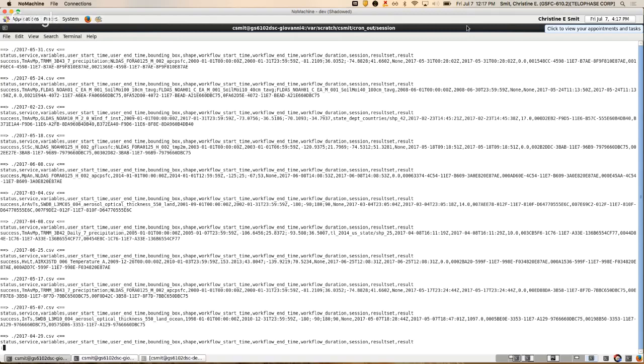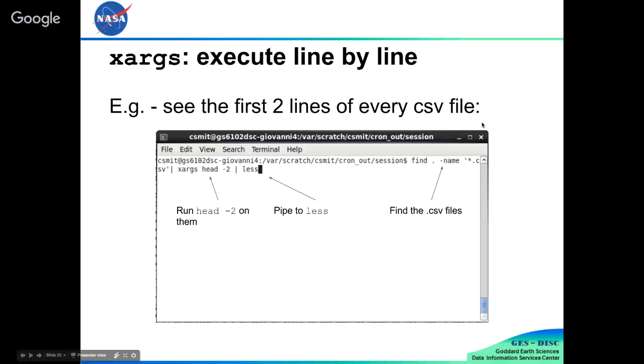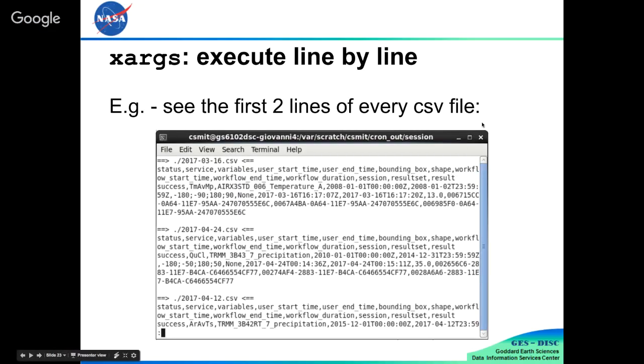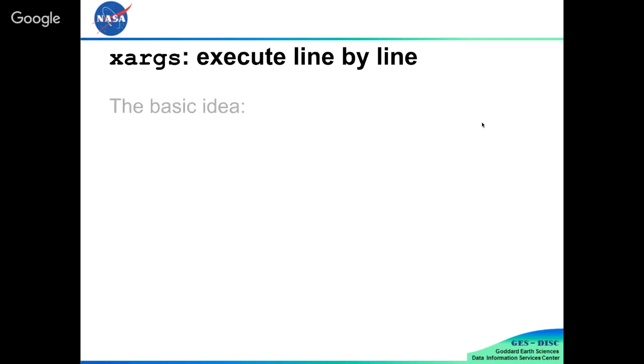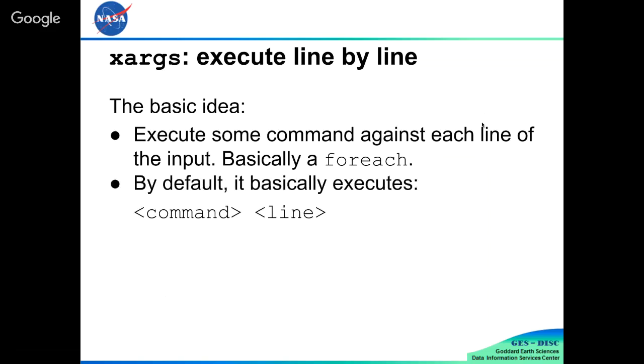So it takes every line of output from the previous thing and passes it to that command. In this case, find gives me the path for every CSV file, and so it calls head -2 on every CSV file. Very, very useful. Right, so the basic idea, as I said, is it just runs against each line. By default, it executes whatever the command is after the xargs, and then dumps each line after that.